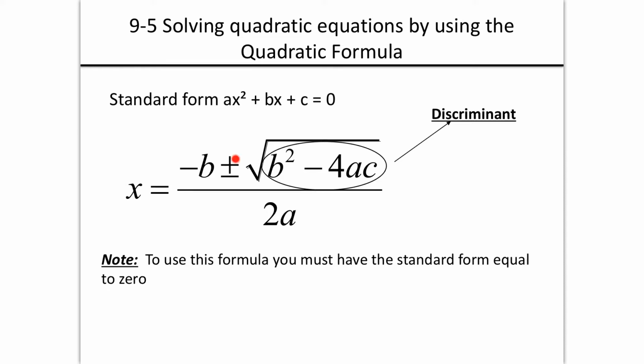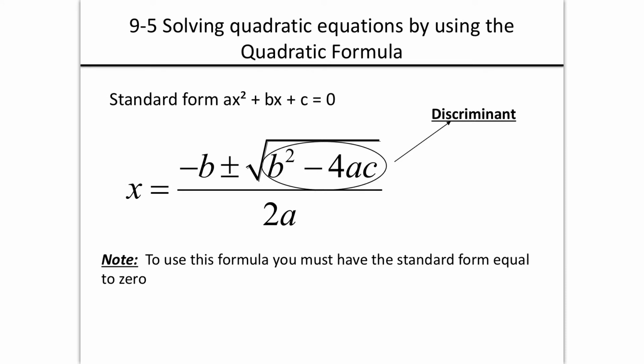Now notice that we do have a plus and a minus here. So what that means is we are going to get two answers most of the time. Sometimes you get one answer, but you need to use those two signs, plus and minus. Inside of the radical is the square root. That's just the name of the symbol. So the square root, the name is radical.